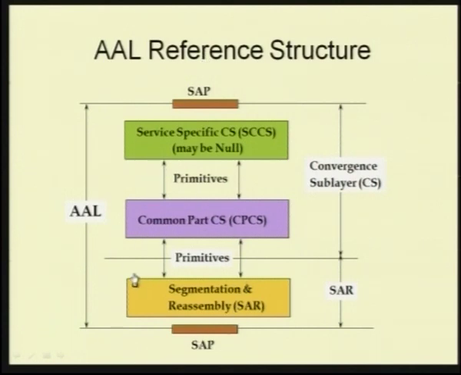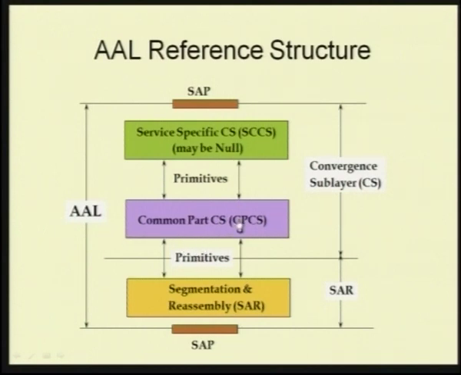In the AAL, the different layers that we have are a convergence sublayer and a segmentation and reassembly layer. One of the primary functions of the adaptation layer is to take data coming in from the above layer and segment it into 53 byte cells. Obviously, if it does the segmentation on one side, on the other side it will have to do the reassembly. So, segmentation and reassembly is one primary job of the ATM adaptation layer.